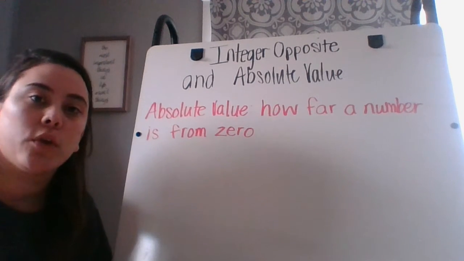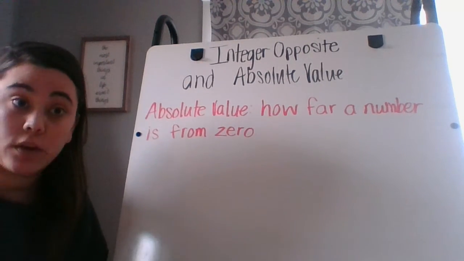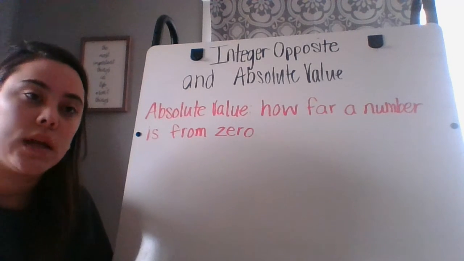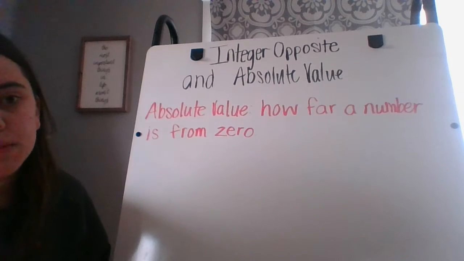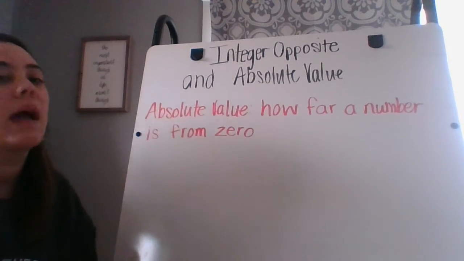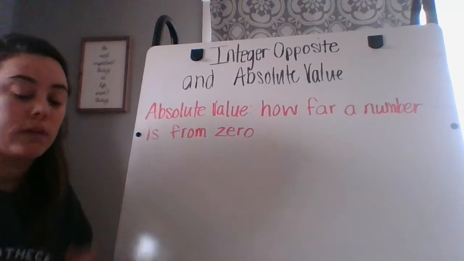Today I'm going to review for you integer opposites and absolute value. So your choice board for today, Tuesday and Wednesday, is based on integer opposites and absolute value. So absolute value is how far a number is from zero.